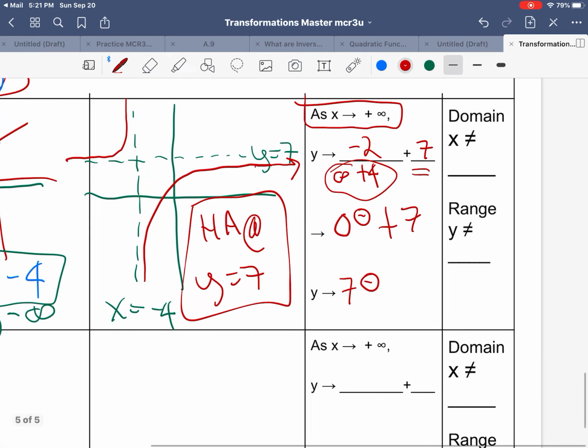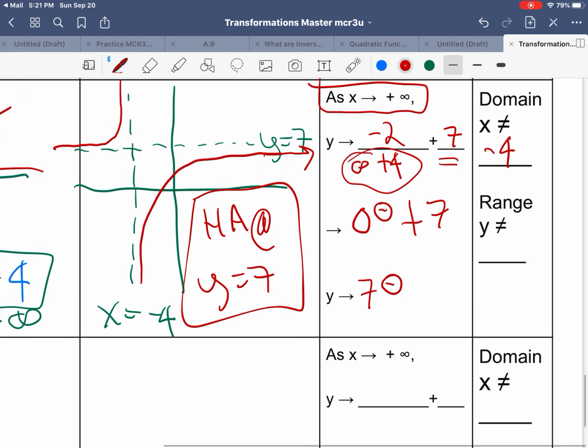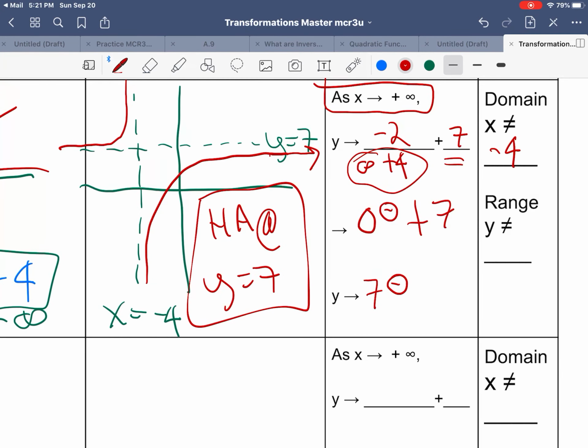And then if I do domain and range, I can define it as the x and y values that we're not allowed to have. So for the domain, I'm never allowed to have an x value that's negative 4. Why not? Because I can't have an x value of negative 4, because that would cause division by 0. Now, the range value, it looks as though I can't have a value that's 7.